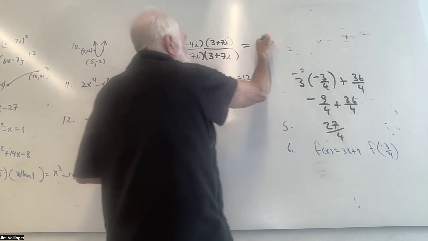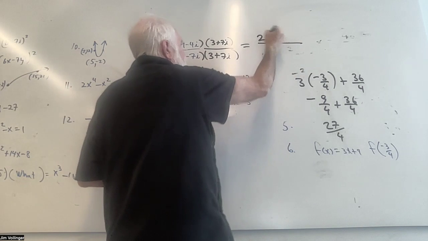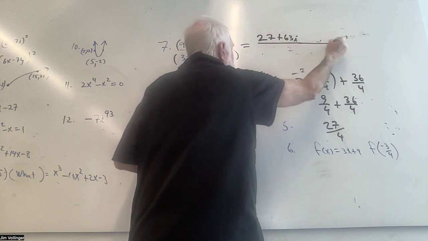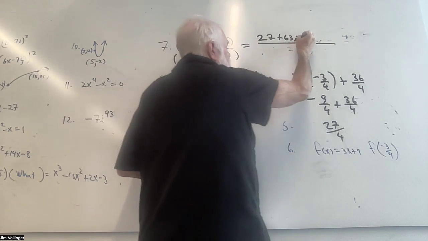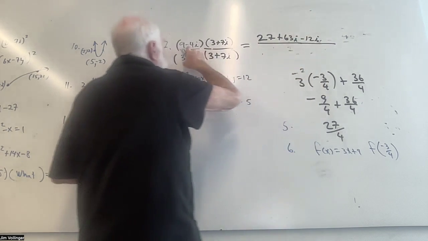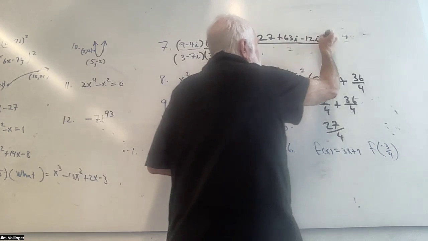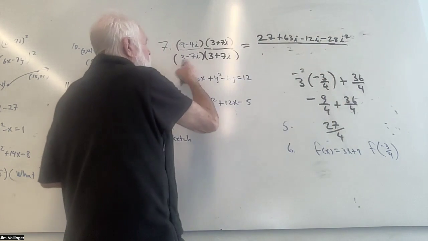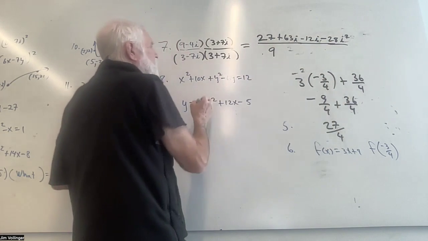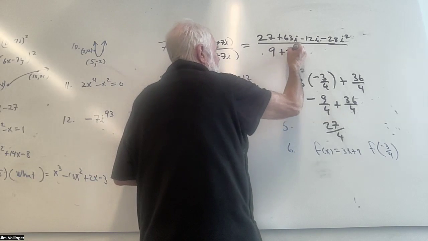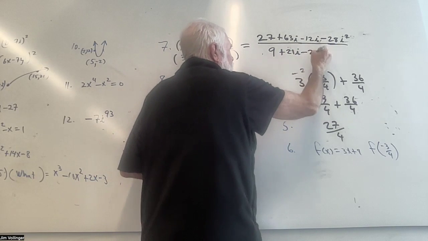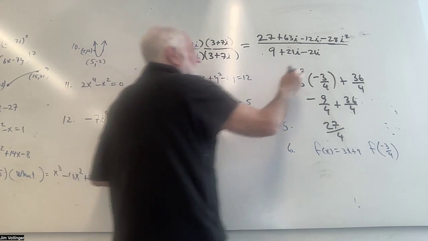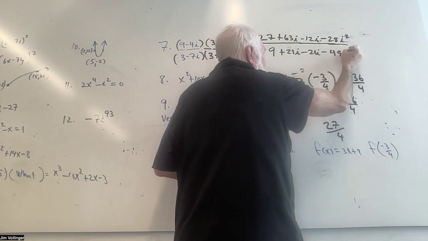Let's do the numerator first. 9 times 3 is 27. 9 times 7i is 63i. We need more space here. Minus 12i. And minus 28i squared. In the denominator, 3 times 3 is 9. The middle terms are going to cancel. I'm going to get positive 21i minus 21i. And when I multiply minus 7i times 7i, I should get minus 49i squared.